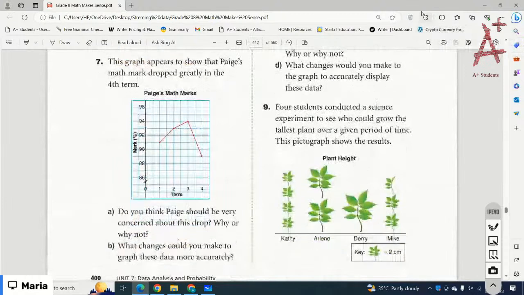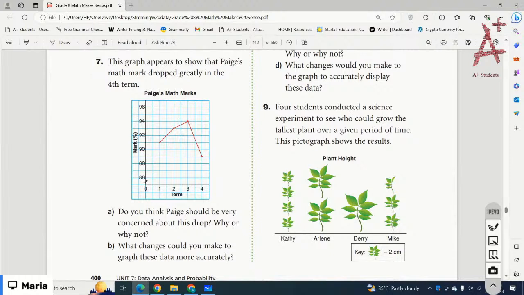The graph appears to show that Peggy's math marks drop greatly in the fourth term, right? What do you think? Peggy should be very concerned about this drop. Why or why not? What changes could you make to the graph to show the data more accurately?